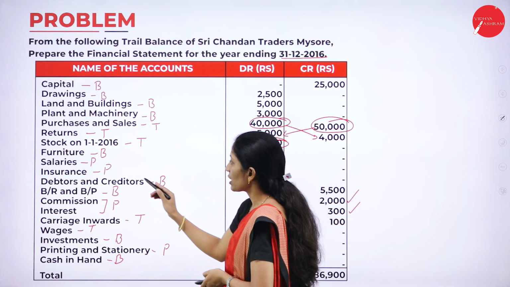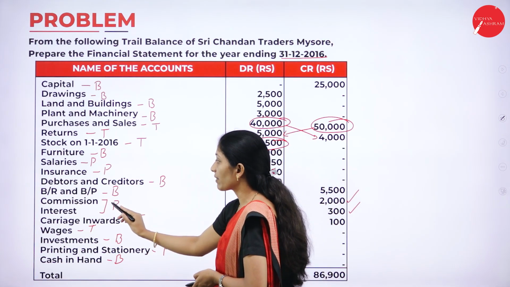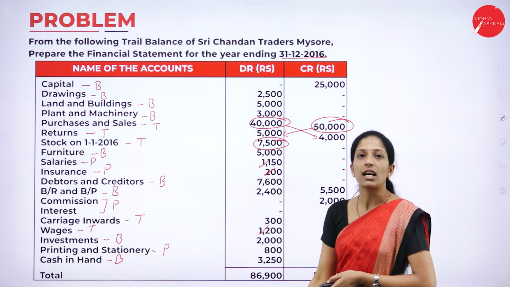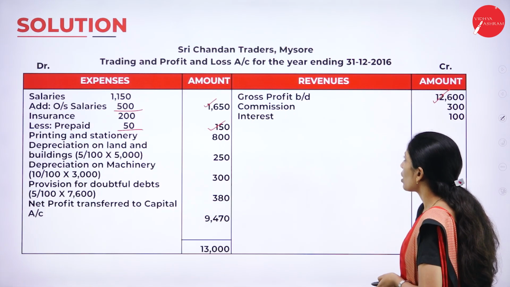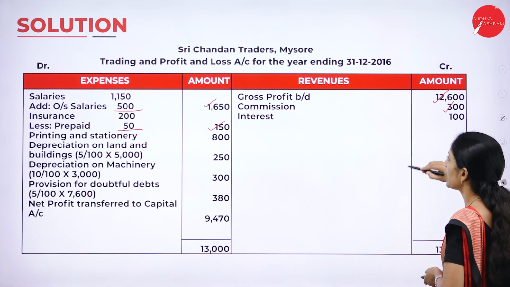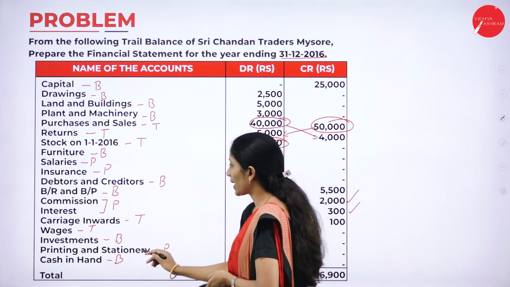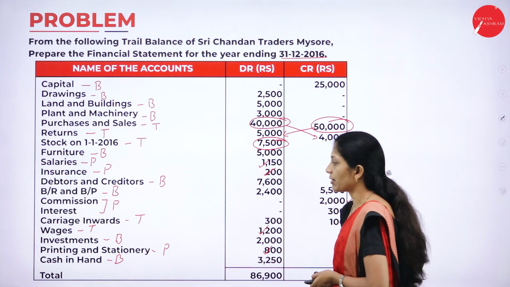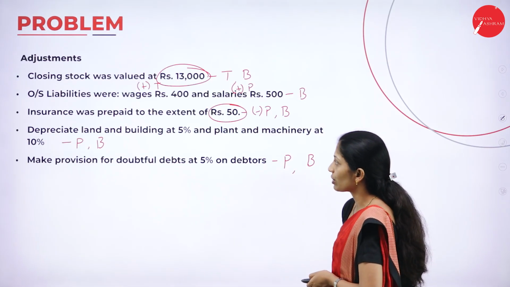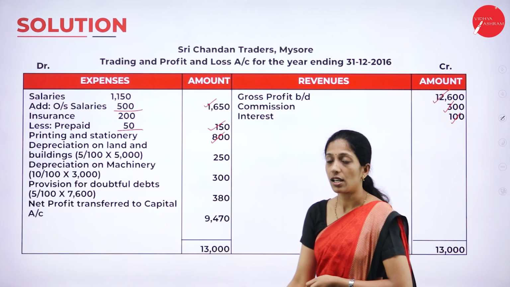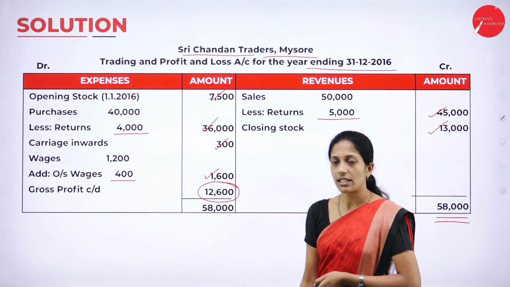After that, which is the next one after insurance, so we have commission as well as interest which has been received. So we have to record in the income side. So how do you write? Commission 300, interest 100. Next one, after that, so we have printing and stationery 800. So there is no adjustment, so write directly printing and stationery 800. So we are done with all the items in the trial balance.